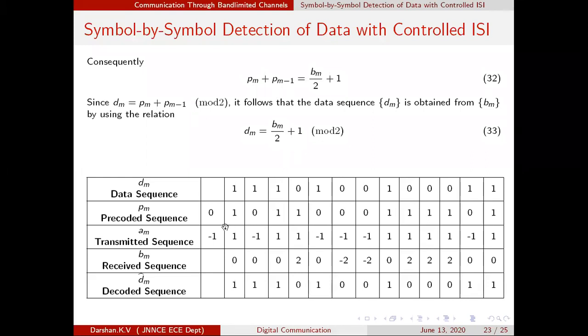Okay, pre-coded sequence. From the pre-coded sequence, how will you get the transmitted sequence? Very simple. Transmitted sequence is AM, that is what you are pulse amplitude modulating. 0 means you will code it as -1. 1 means you will code it as 1 only, 1 volt. 0 means -1 volt. 1 means 1 volt.